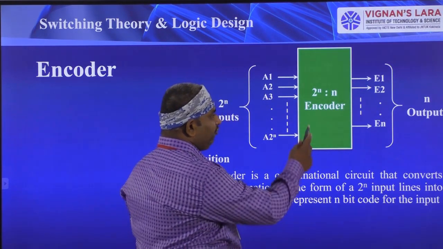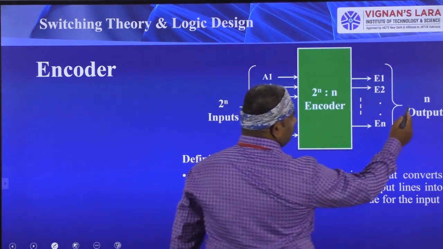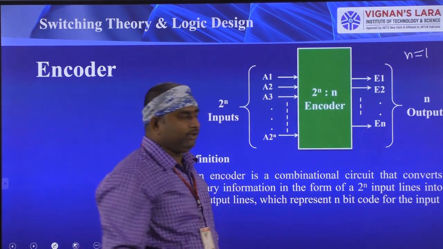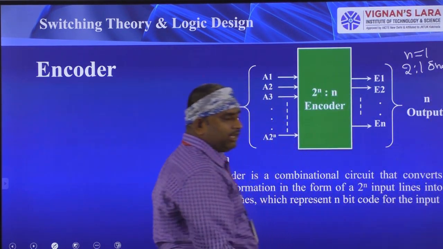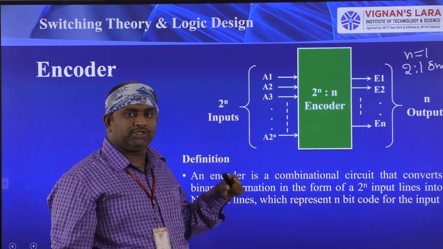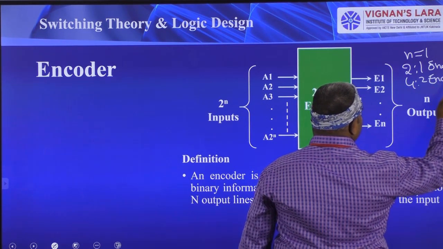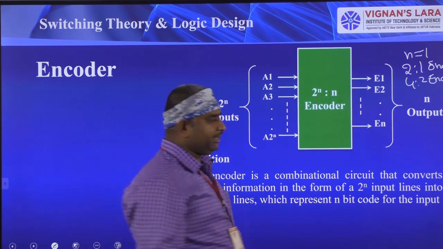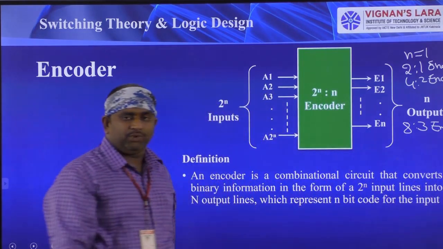Now, if n is equal to 1, then this is the 2:1 encoder. Next, n is equal to 2. If n is equal to 2, 2 power n is equal to 2 power 2, that is 4:2 encoder. For example, if n value is equal to 3, then 2 power 3 is equal to 8, so 8:3 encoder. So it's a very simple concept.